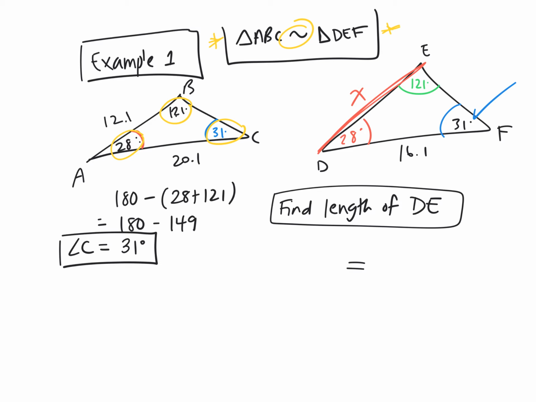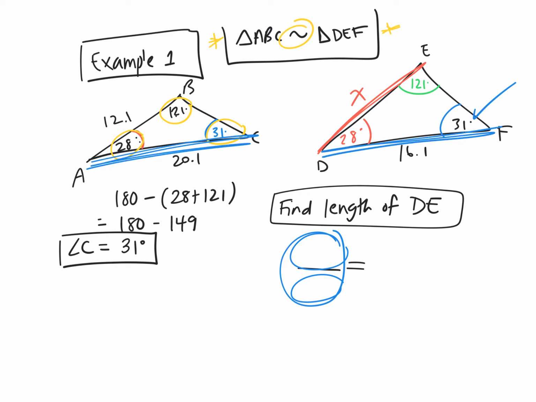So we have to figure out, do we have any corresponding side lengths where we know the ratio of it? I know I can fill in the numerator and I can fill in the denominator. Do you have two corresponding side lengths given right now? Yes. Which ones? AC and DF. Excellent. AC and DF. So let's fill it in. 20.1 over what? 16.1.